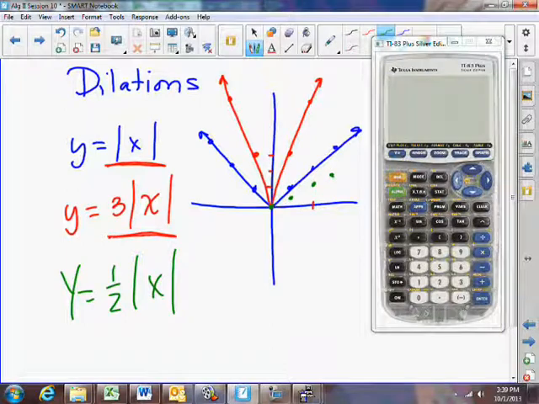Let's put negative 1 in. Absolute value of negative 1 is 1. 1 times 1/2 is 1/2. If I put negative 2 in, absolute value of negative 2 is 2. 1/2 times 2 is 1.